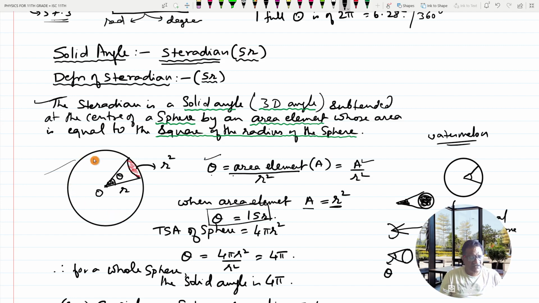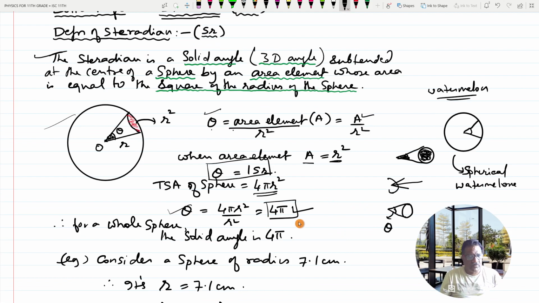Now suppose instead of this small area element, you take the entire surface area. You know that the entire surface area of a sphere is 4 pi r square. Divided by the radius square, r square and r square will cancel and you will get 4 pi. So for the entire sphere, the solid angle is always equal to 4 pi. Now in that way, if you want to find the answer for half of the sphere, what will be the solid angle?